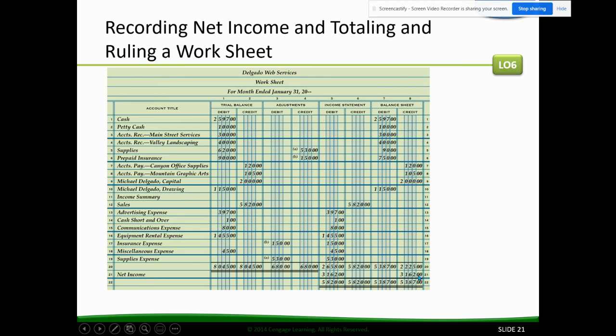Okay. Then we're going to do the same thing over here on our balance sheet. We're going to add up all of our assets plus our one drawing account. We're going to add up all of our credits. So we're going to add up all of our debits, add up all of our credits. We're going to subtract those two. And notice my two numbers equal. And they have to equal.